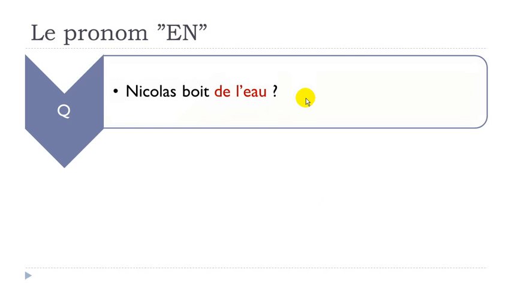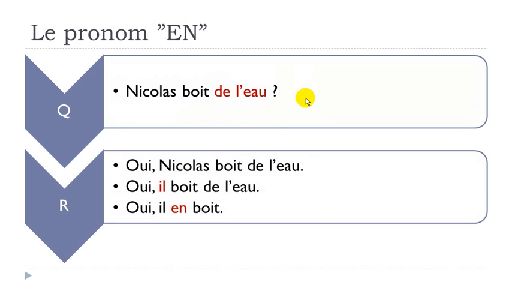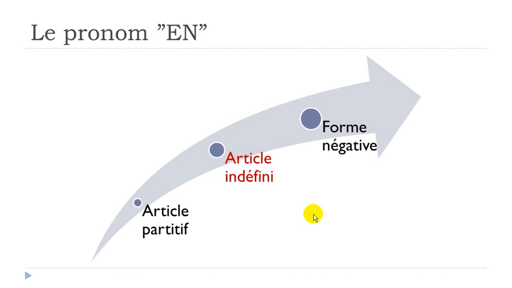Okay, let's see now if you've got de l'eau. Nicolas boit de l'eau. Oui, Nicolas boit de l'eau. Second option, you don't want to repeat Nicolas. Oui, il boit de l'eau. Third option, oui, il en boit. Okay, same rule, en goes before the verb. Boire, here, the infinitive form is boire, and it's to drink. Okay, de l'eau, some water. D'accord? Okay, let's continue now.